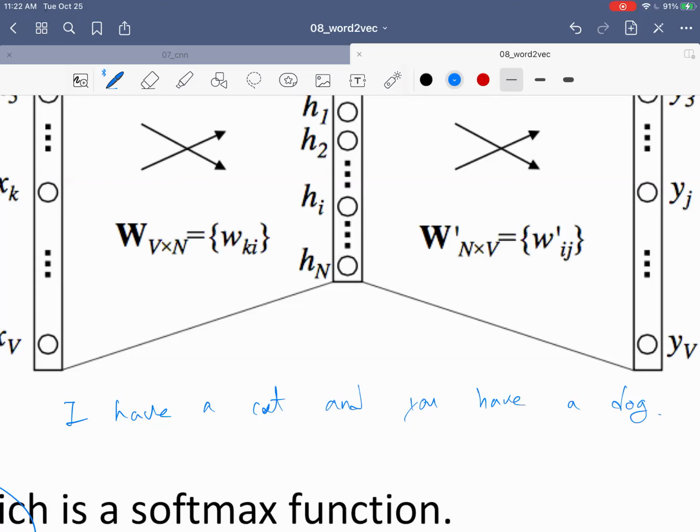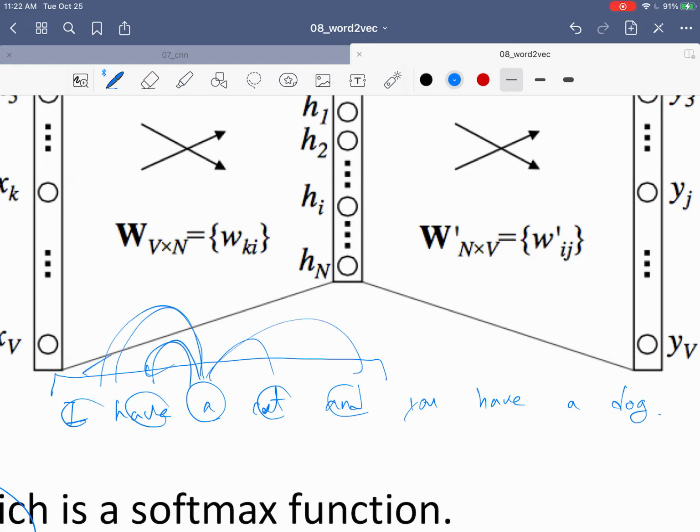Then what you do is you start with this window here. So this is your target word, and you have two context words. You have 2 on the left and 2 on the right. You calculate a softmax score between these two, I'm sorry, this two and this two, and then you update your word vector parameters, and then you move on to the next context window.